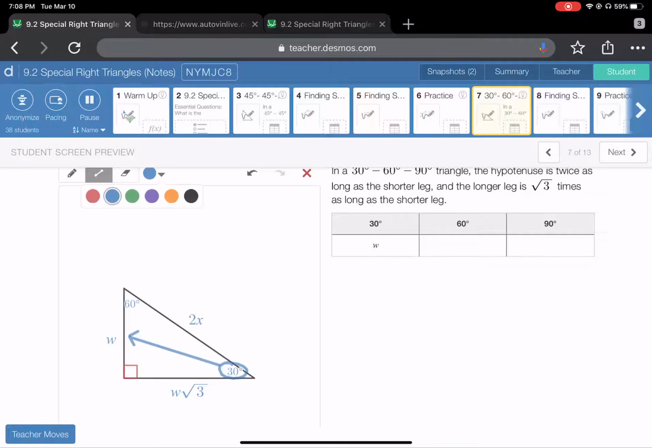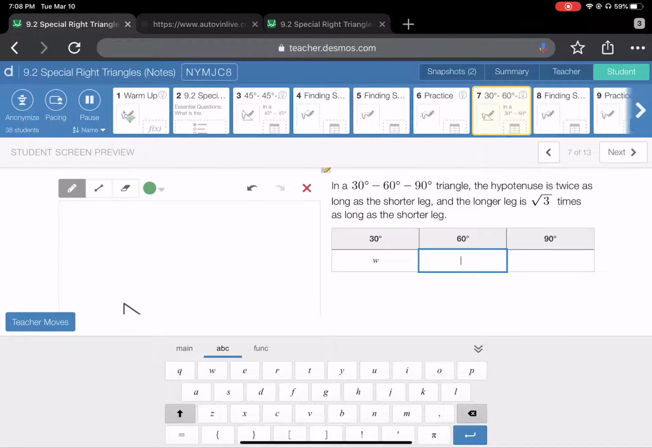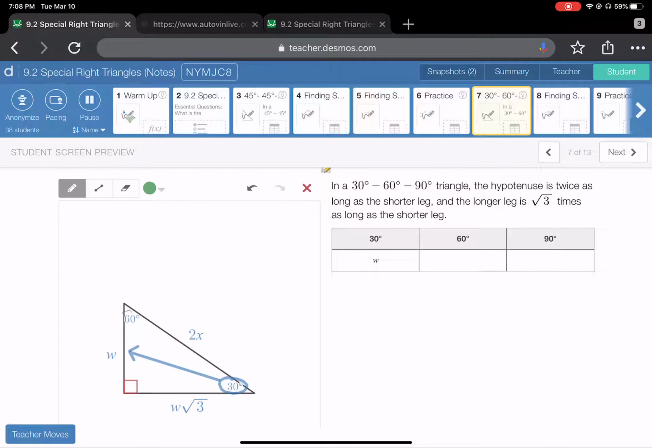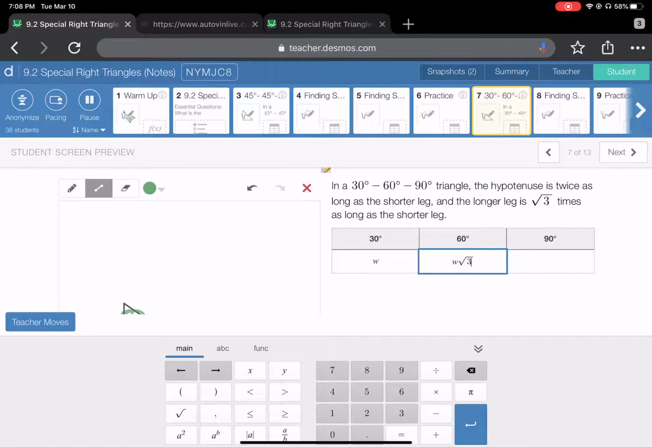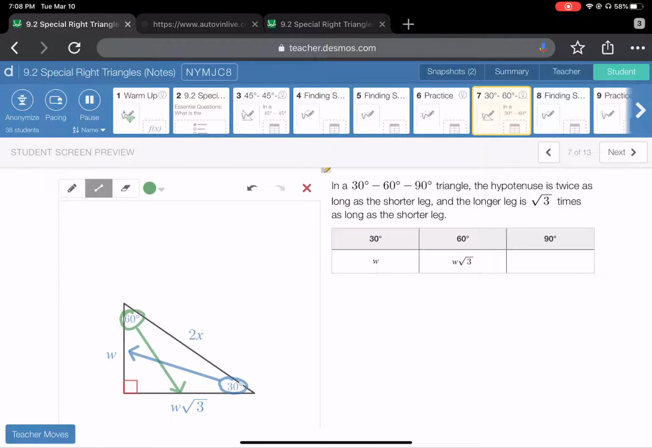Alright. Then we're going to identify our 60 degree. That's our second box. Okay, so what is the side that's across from 60 degrees? If we draw a line directly across, we're going to see that for 60 degrees, we have W times the square root of 3. So W square root of 3.